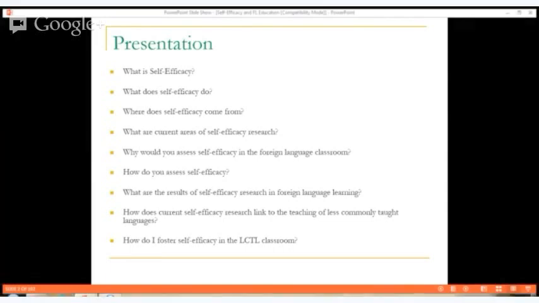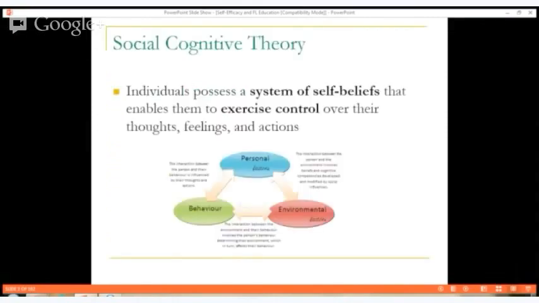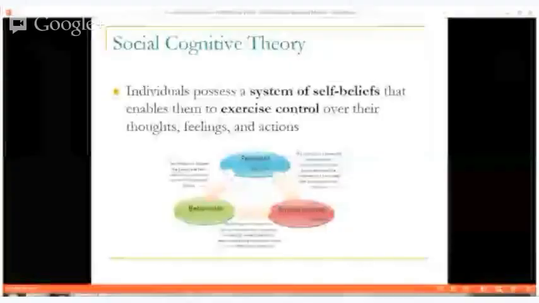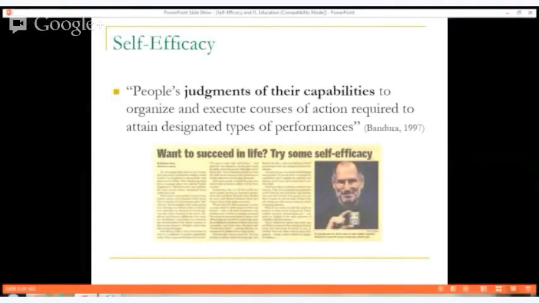The first question. Well, self-efficacy is grounded within social cognitive theory, which talks about how individuals possess a system of self-beliefs that enable them to exercise control over their thoughts, feelings, and actions. This is a distinctly human capability, that we have the ability to control our thoughts, our feelings, and our actions. Grounded within this theory is self-efficacy. This is kind of a fancy definition: people's judgments of their capabilities to organize and execute courses of action required to attain designated types of performances. This is from Albert Bandura at Stanford University, who has coined the self-efficacy term.